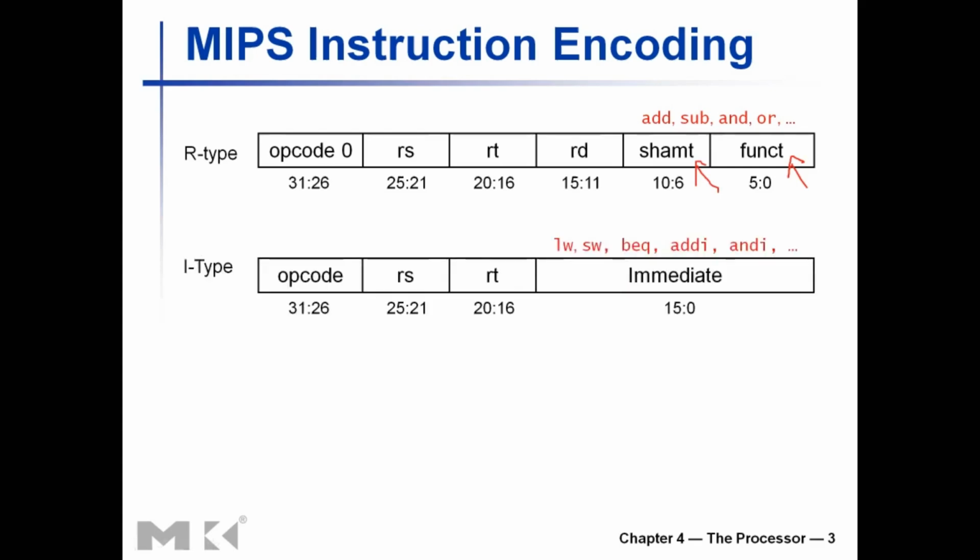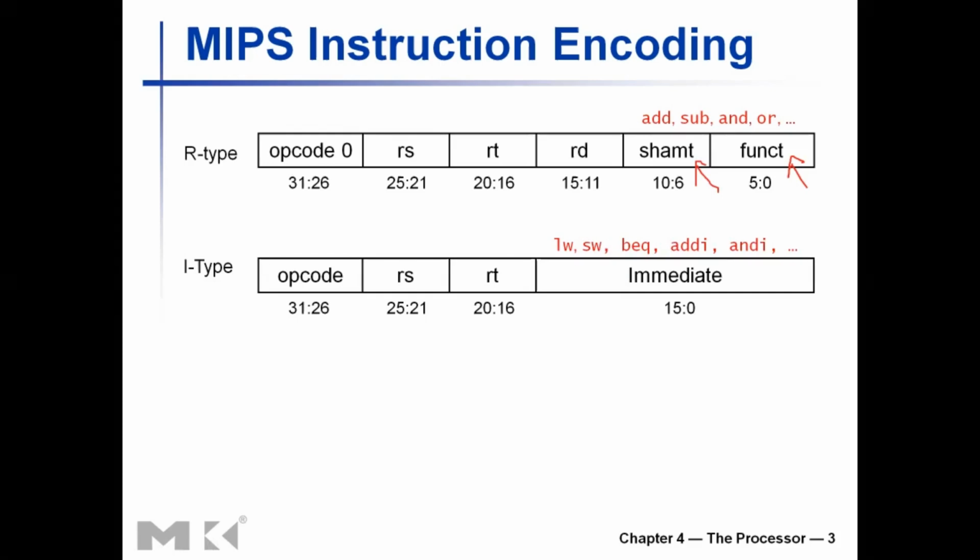Next, I-type instructions, where we have one immediate operand. As you can see, the least significant 16 bits, from bit 0 to bit 15, are the immediate operand.